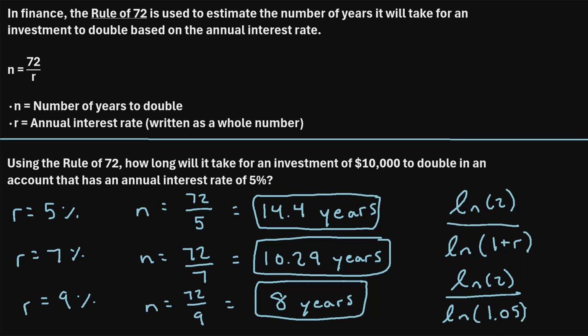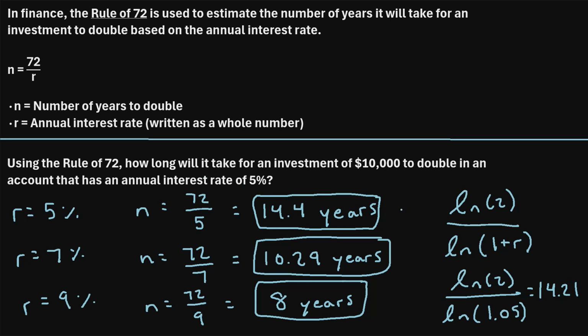If you punch this into a calculator, you get about 14.21. So it would take 14.21 years for an investment to double given an annual interest rate of 5%. So our rough estimate of 14.4 years is pretty close.